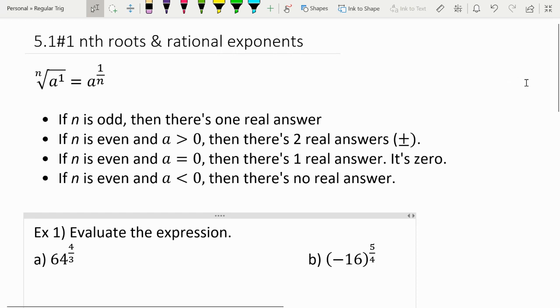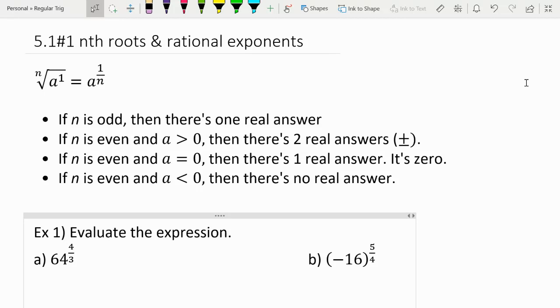All right, guys. So now we've been doing rational exponents. Now I want to show you guys how we're going to be able to convert back and forth. And this section in the book is called nth root.